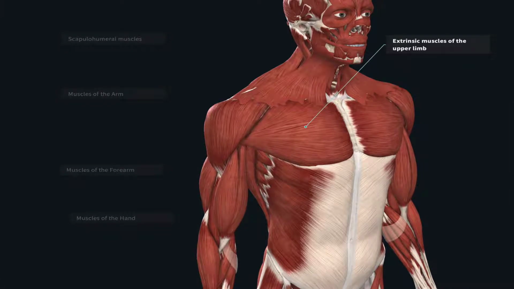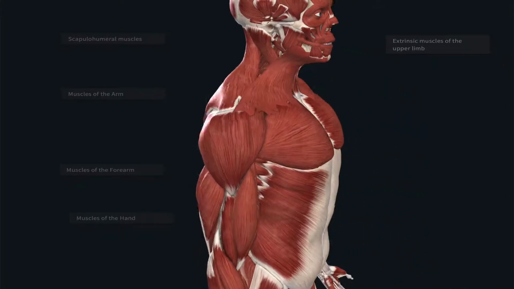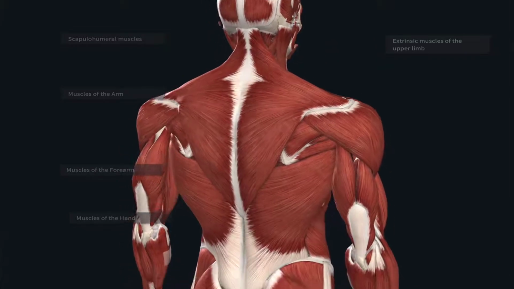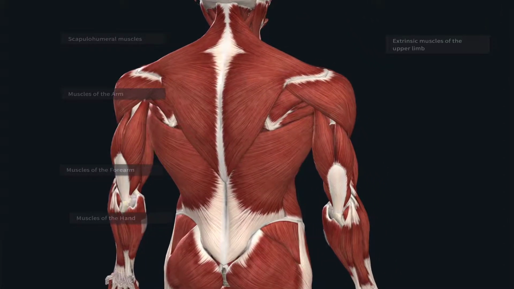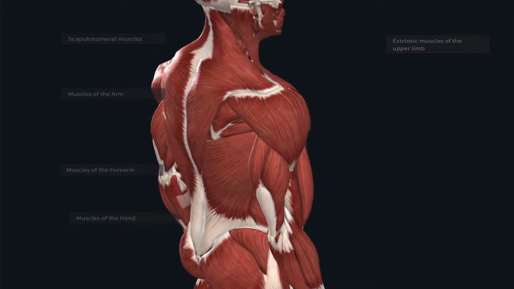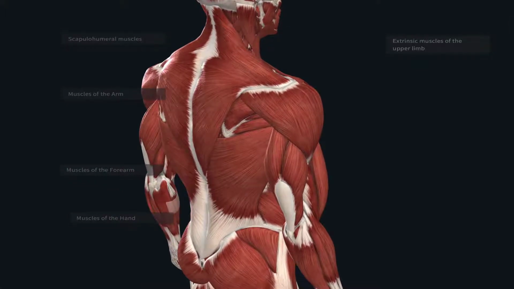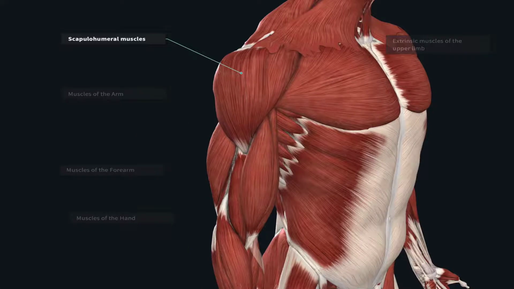So some of the large dynamic movers of this region or appendage are going to be considered extrinsic muscles. Some of these in particular are going to originate from the scapula, or the bone of our shoulder, and insert in the humerus, or the bone of the arm. And these are considered scapulohumeral muscles, and we'll take a closer look at them as well.